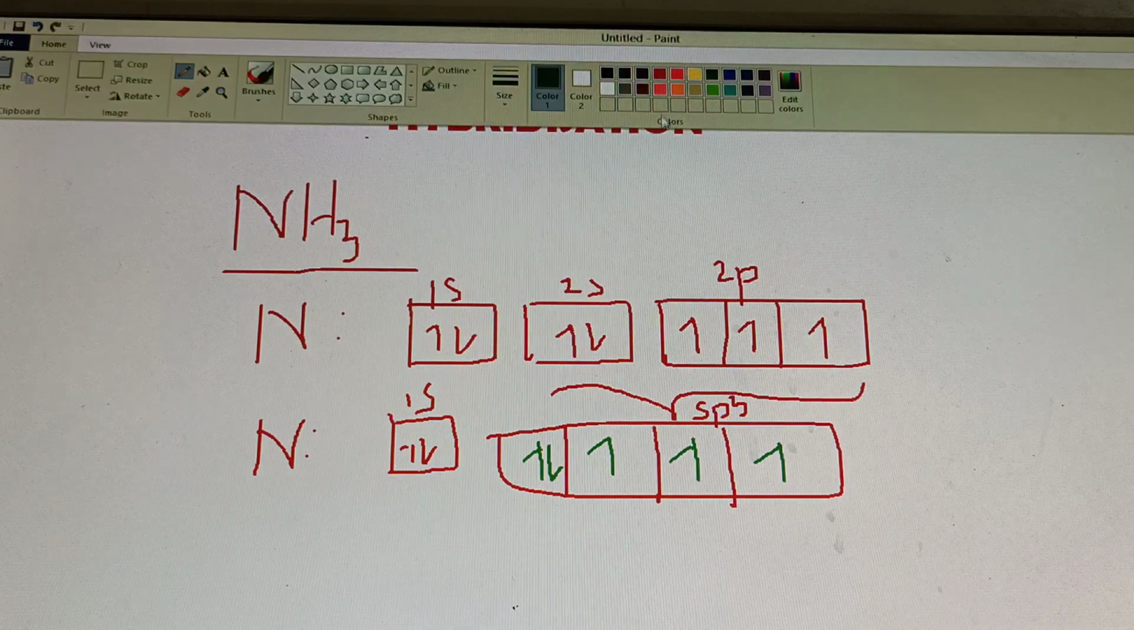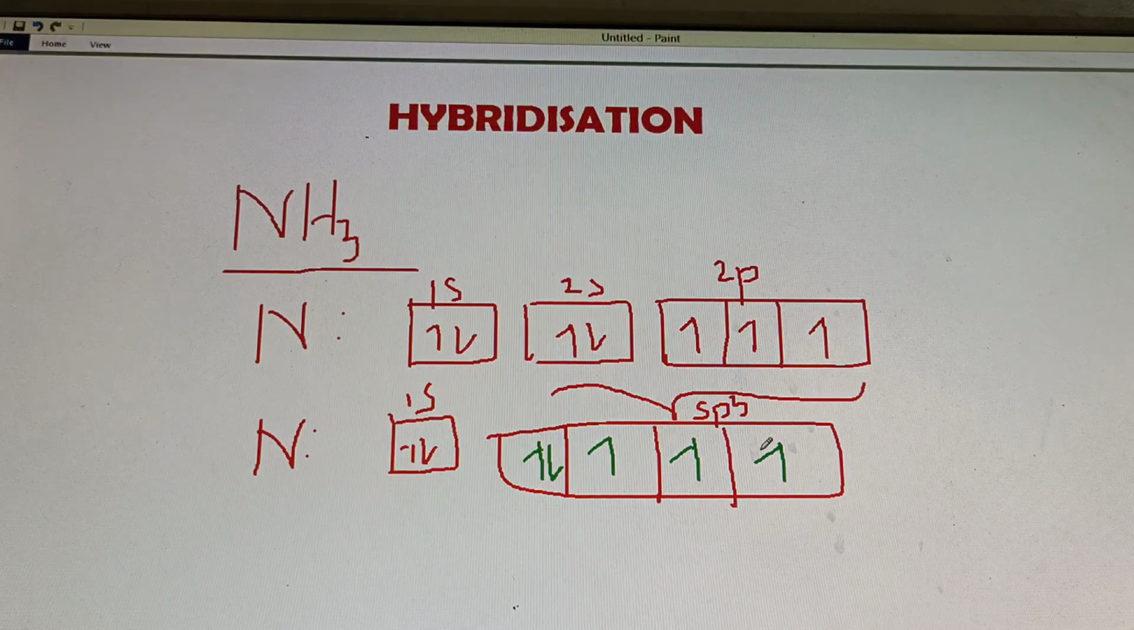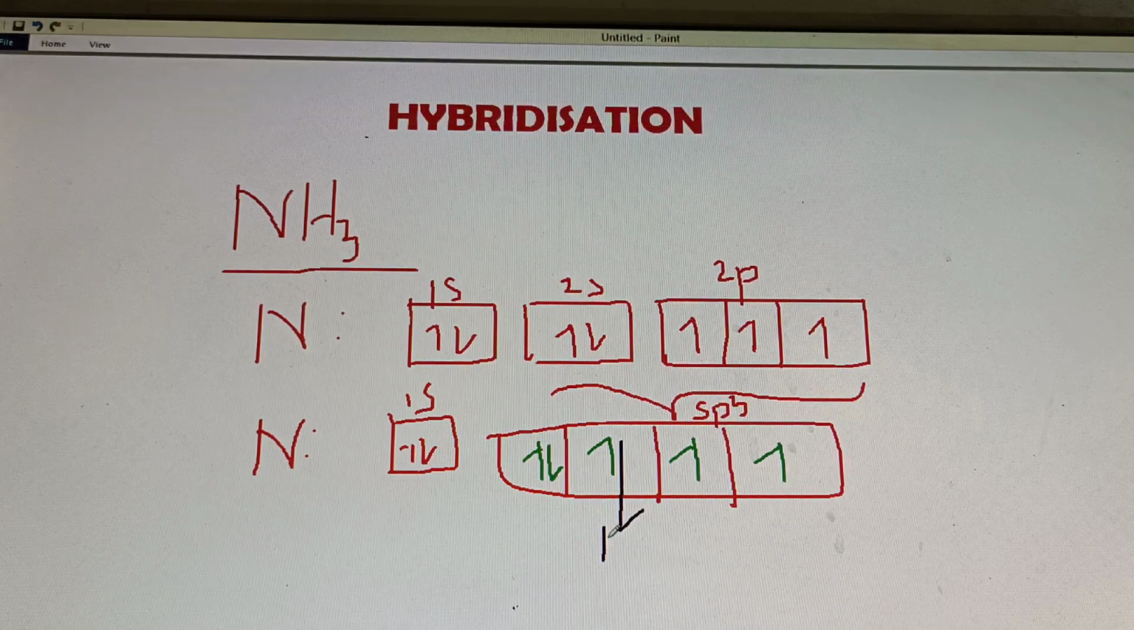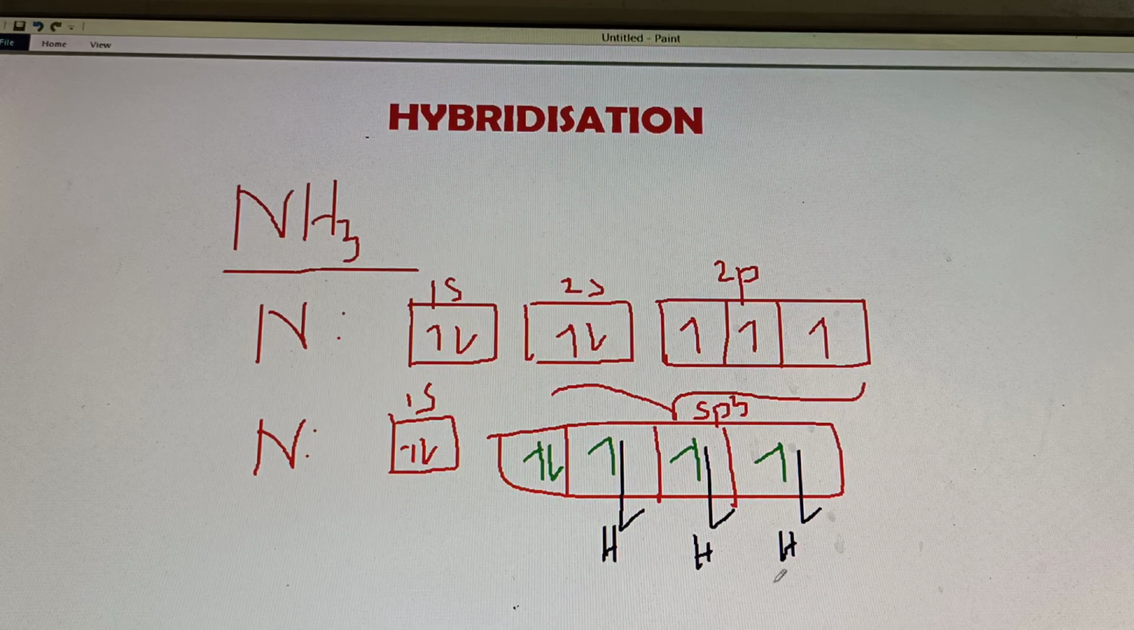A covalent bond can only be formed with an unpaired electron, right? Here our number of unpaired electrons is 3. So the 1s of hydrogen will combine with the electron located in an sp3 hybrid orbital. This one also forms a covalent bond with a 1s electron, and this one too. The three unpaired electrons combine with hydrogen to form N-H covalent bonds.